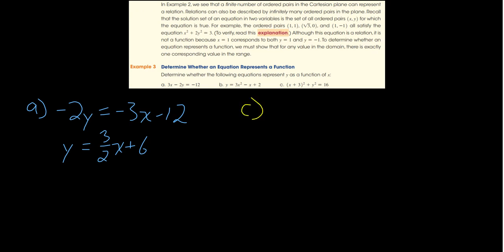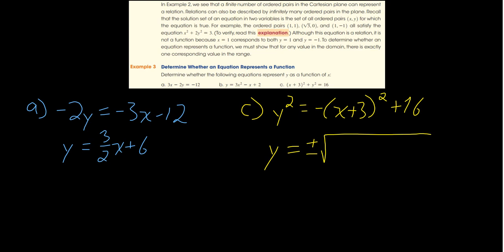So let us solve for y. Here we go. I'm going to have y squared is equal to negative x plus 3 quantity squared plus 16. And now I'm going to want to take the square root of both sides. So I'm going to have the square root of y squared is equal to, if I take the square root of both sides, it has to be plus or minus the square root of negative x plus 3 quantity squared plus 16. We're going to stop right there just for now.